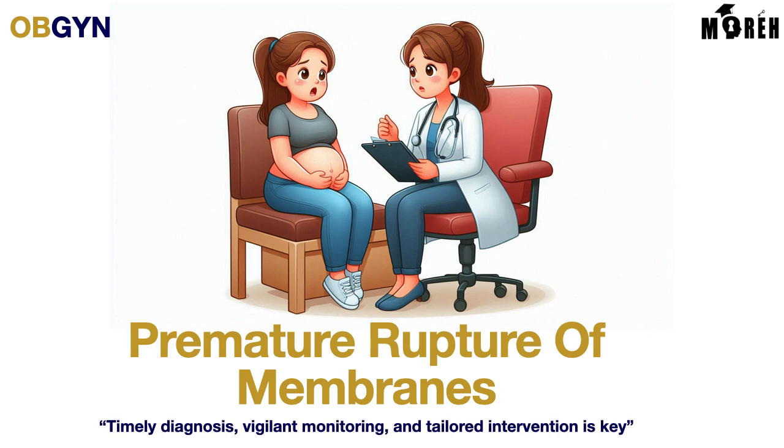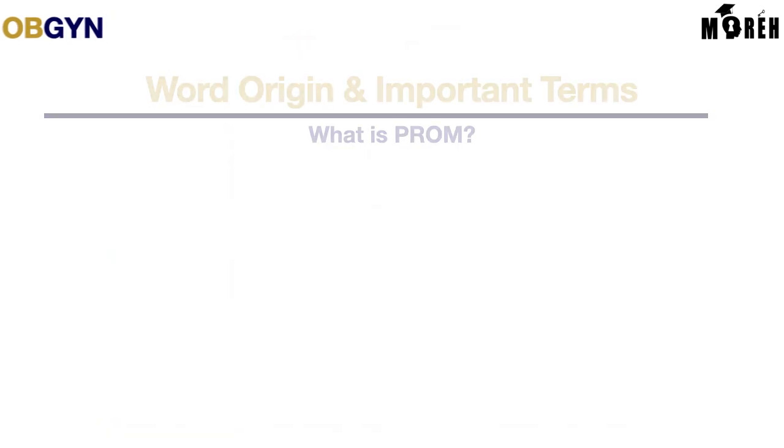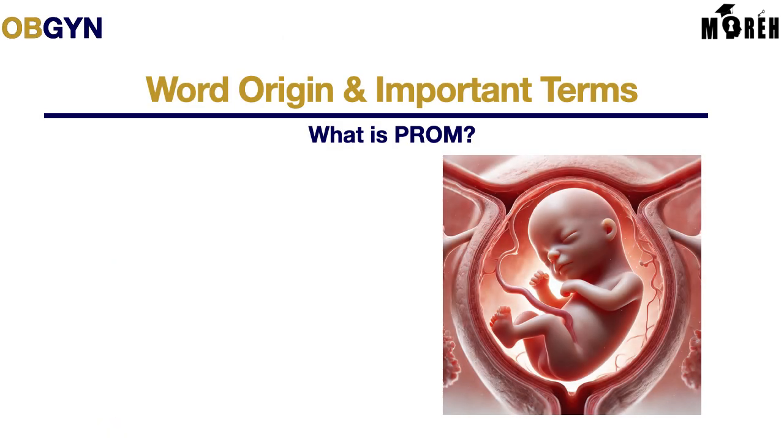So when it comes to premature rupture of membranes, which is what PROM stands for, timely diagnosis, vigilant monitoring, and a tailor-made intervention is key. It's key for the safety of both the mother and the fetus. So for us to be able to understand premature rupture of membranes, there are certain things that we need to understand.